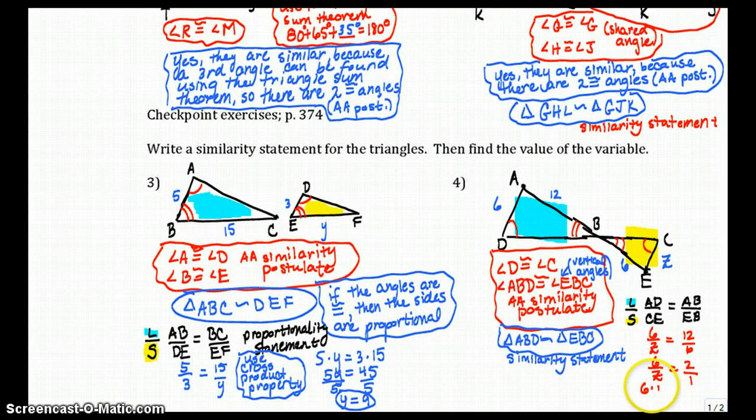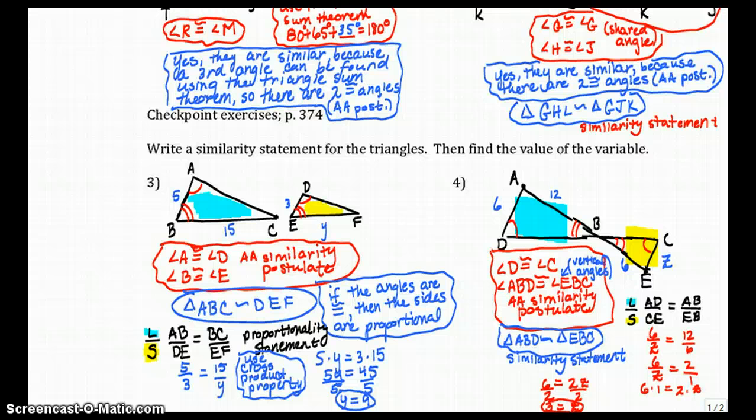So 6 times 1 equals 2 times Z, and that's going to be 6 equaling 2Z. Divide both sides by 2, and Z is going to equal 3. So you've used the AA similarity postulate, the angle-angle similarity postulate, to determine similarity of triangles, and then knowing that once they're similar their sides will be proportional, you've used that to solve for variables in the figure.